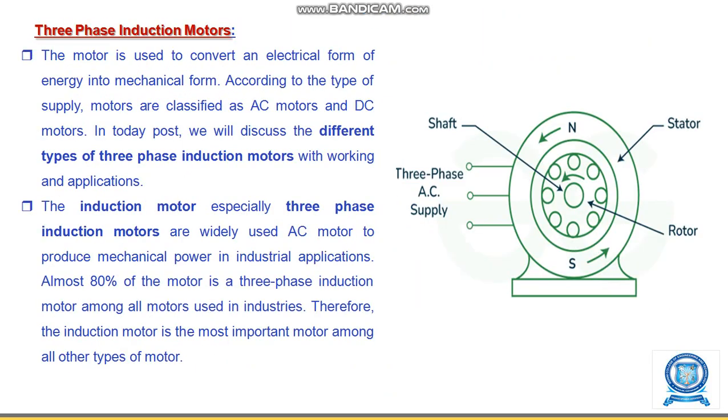The three-phase induction motor. The motor is used to convert the electrical form of energy into the mechanical form. According to the type of supply, motors are classified as AC motors and DC motors. In today's post, we will discuss the different types of three-phase induction motors with working principle and applications. The induction motor, especially the three-phase induction motor, is the widely used AC motor to produce mechanical power in industrial applications. Almost 80% of the motors used in industries are three-phase induction motors. Therefore, the induction motor is the most important motor among all other types of motors.